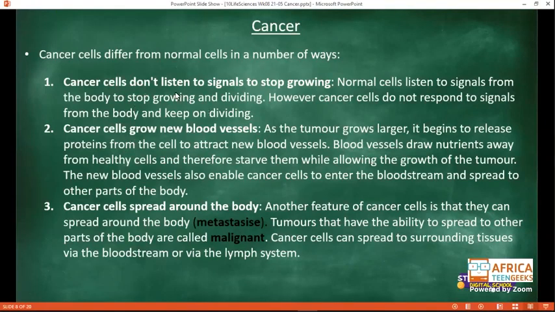Characteristics of cancer cells: they do not listen to signals to stop growing. They grow new blood vessels and they can spread around the body. This is how they differ from normal cells.